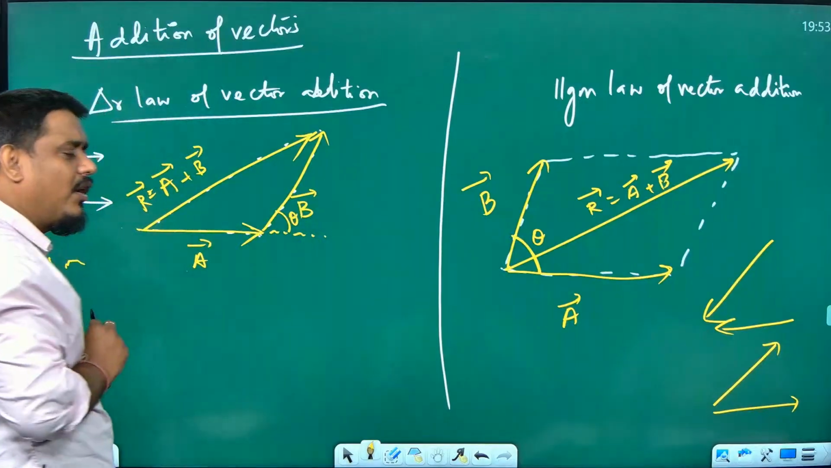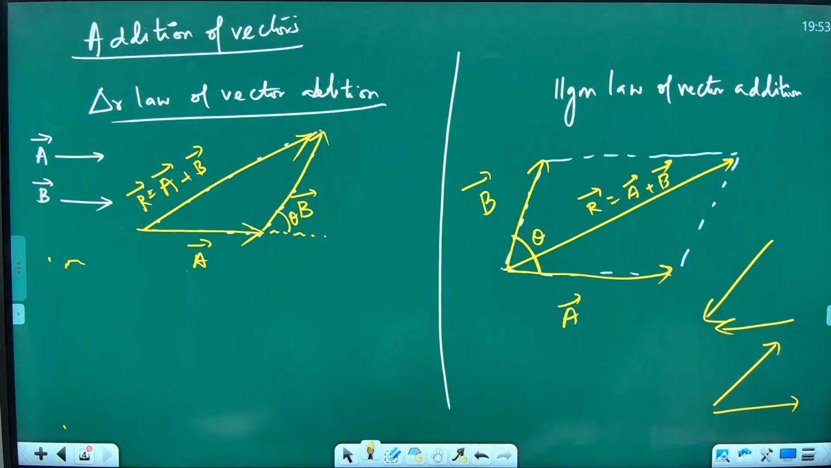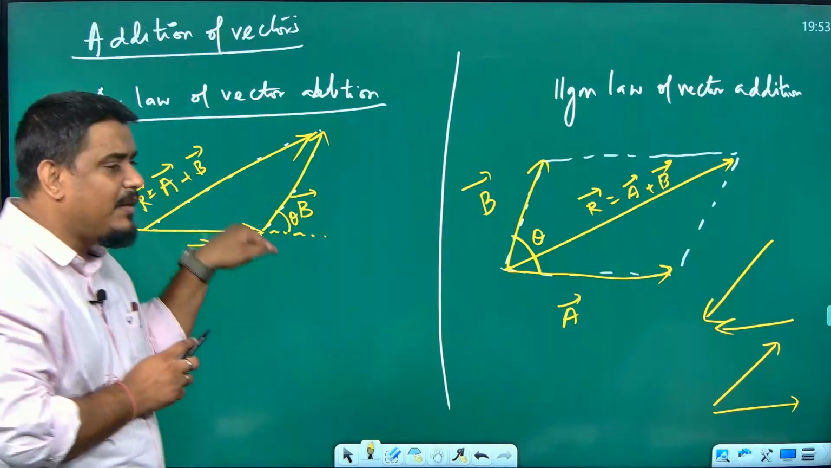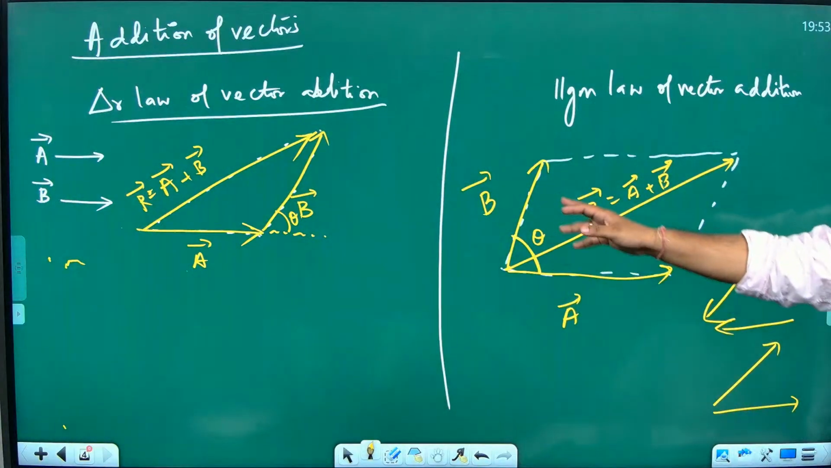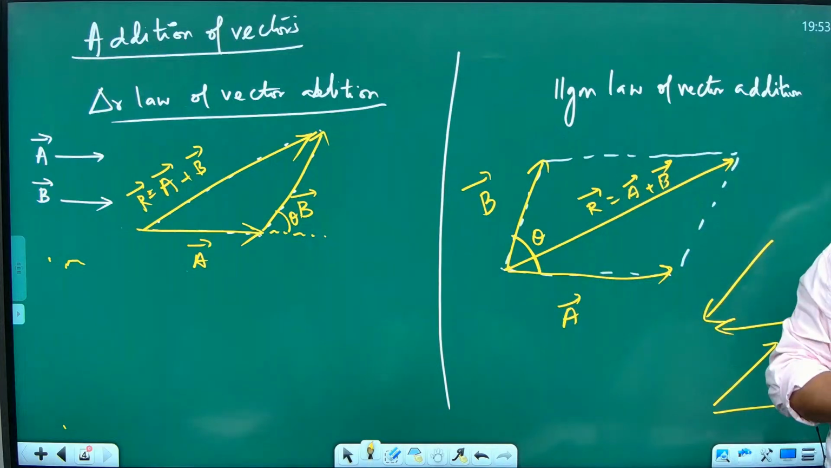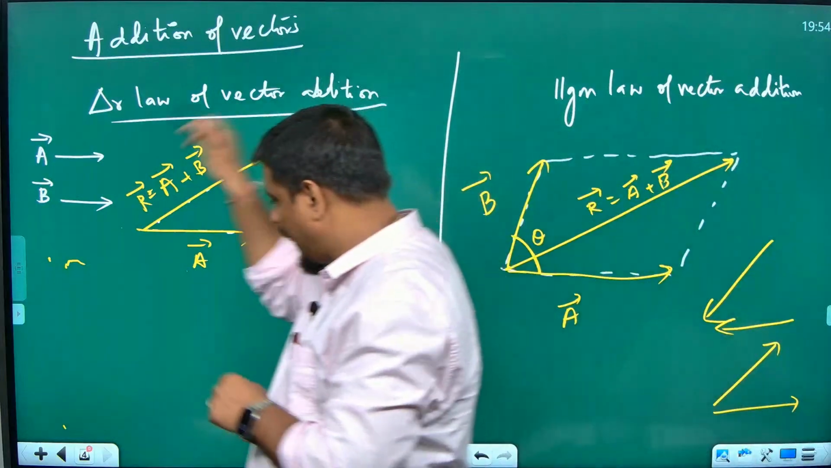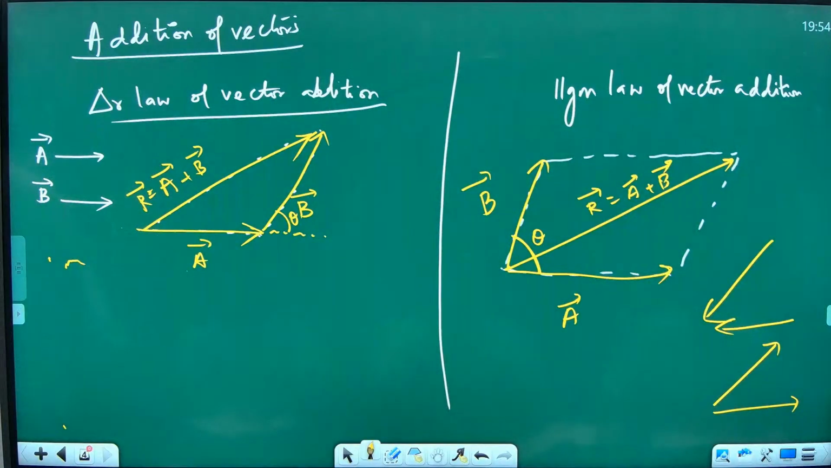So in the triangular law, the angle between the vectors is the external angle between A and B. But in the parallelogram law, the angle between the vectors is the internal angle between A and B. I hope you understand this. So now you write. First you write the triangular law. I will give the definition for the school exam.